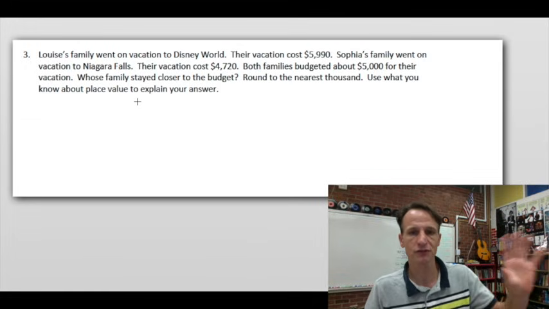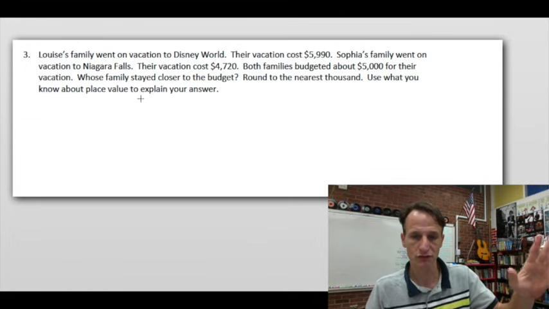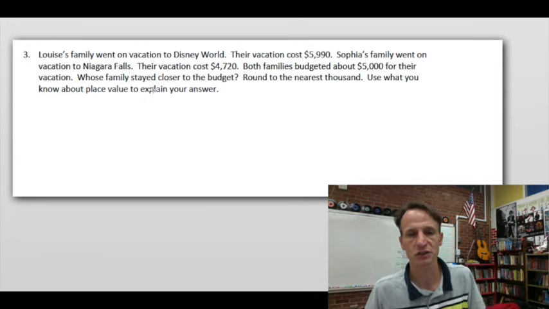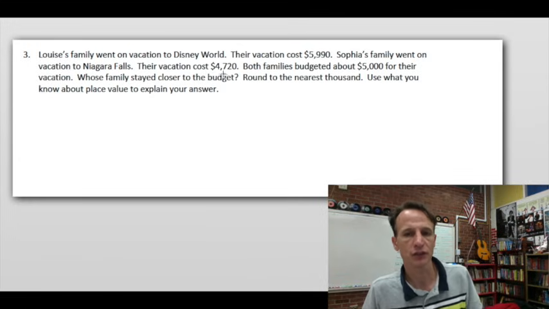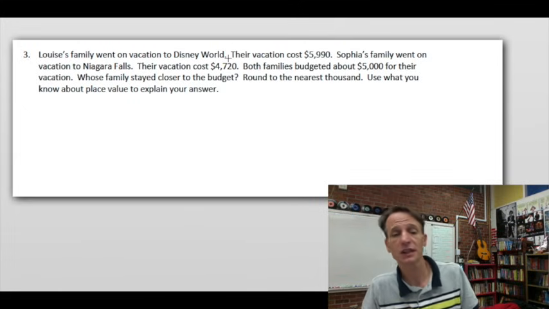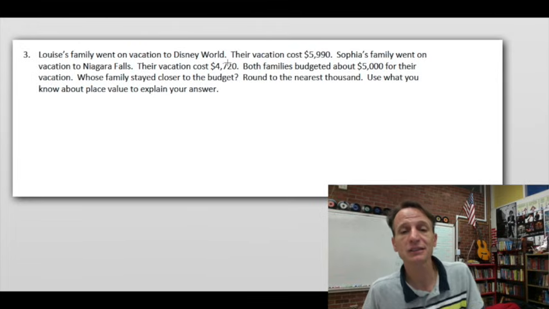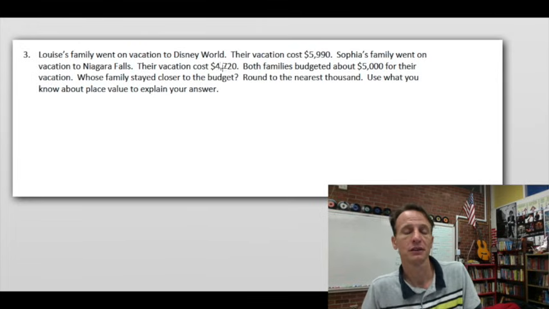So these are 2 different families now. Okay, 2 different families, 2 different vacations. Their vacation cost $4,720. Both families budgeted, so that's how much they planned to spend, about $5,000 for their vacation. Whose family stayed closer to the budget? So that's our question. Who was closer to 5,000?